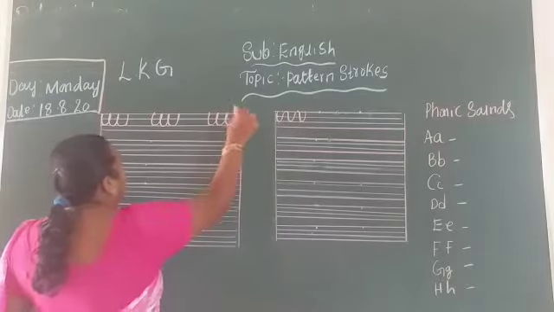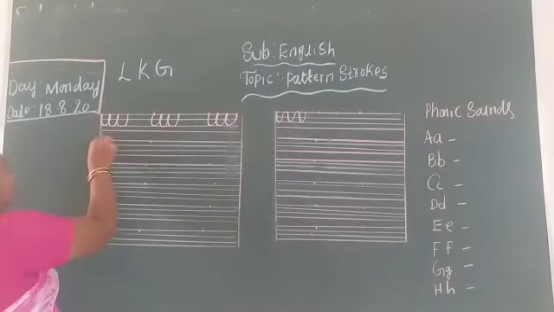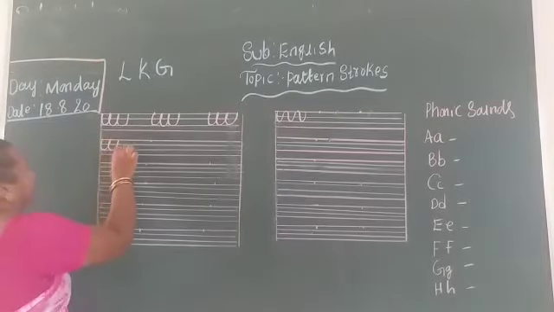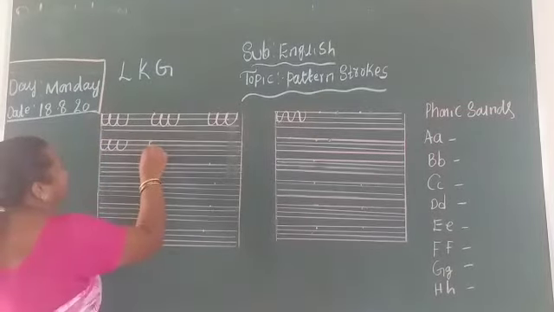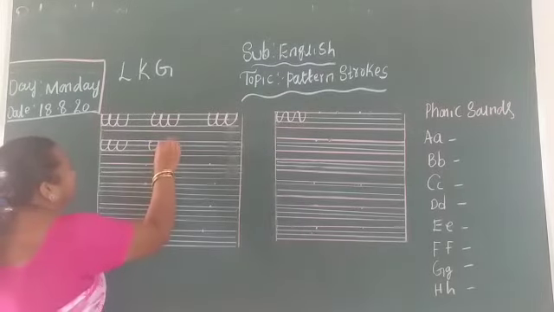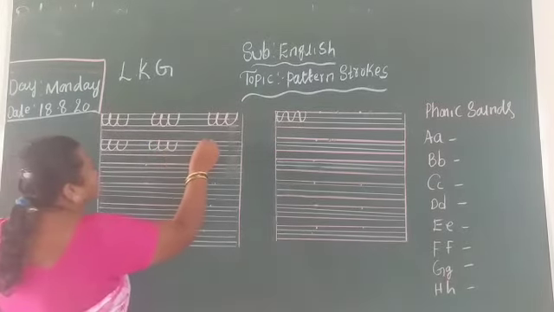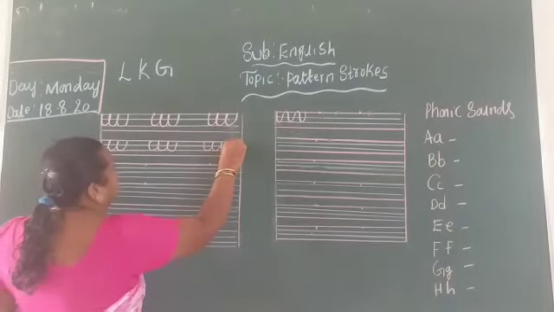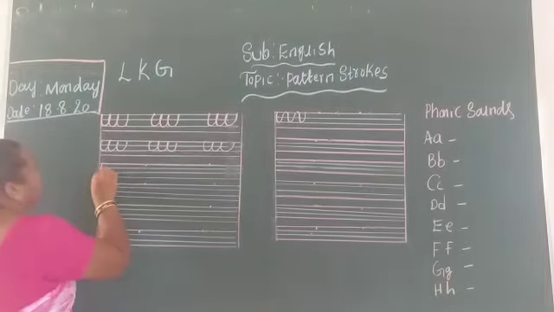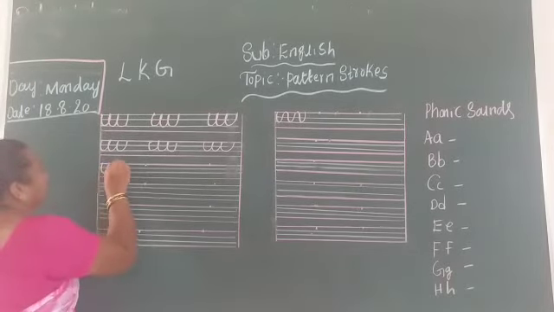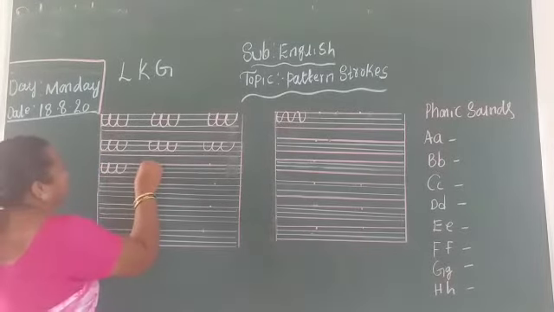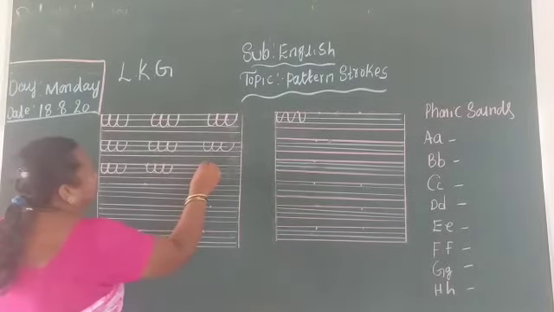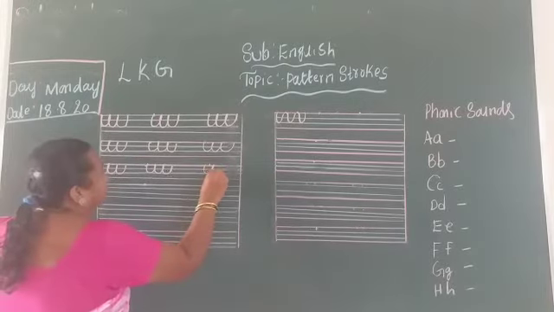Okay, children. What is this? Pattern strokes. Here. Touch the red line to the blue line. See how I'm writing? Touch the red line to the blue line. Okay. Now touch the red line to the blue line.